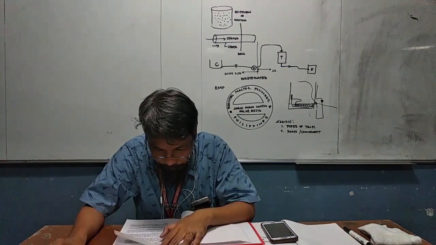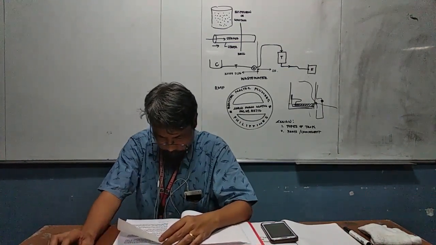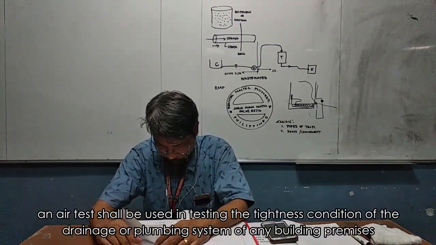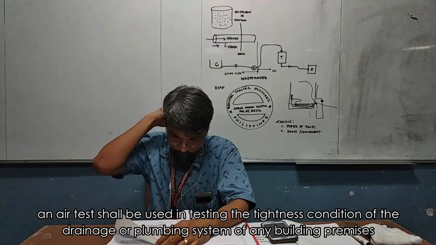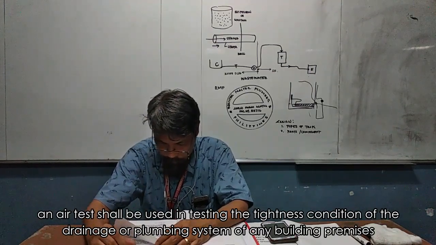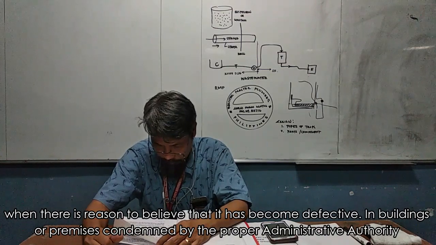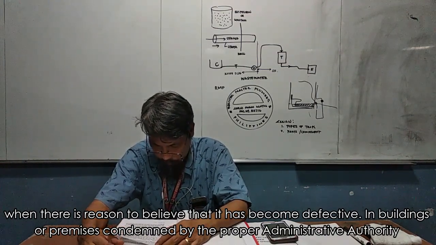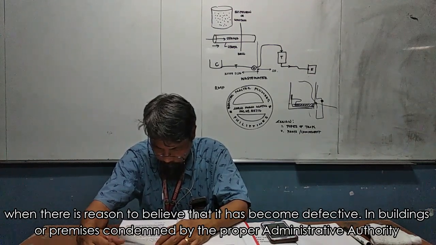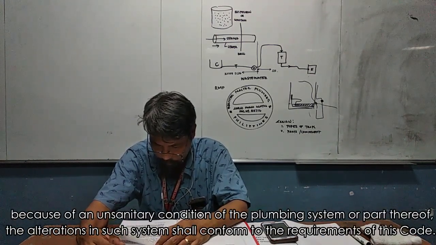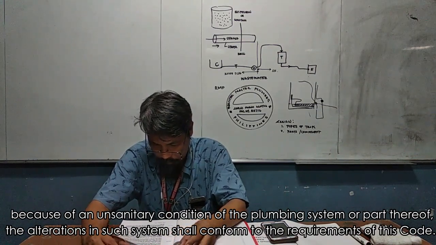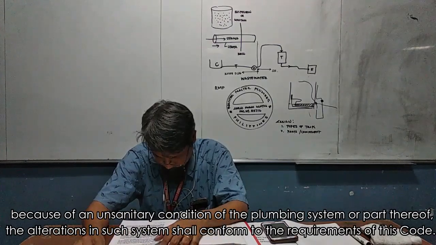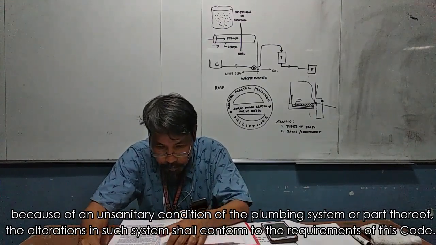Okay. Next. Defective systems. An air test shall be used in testing the tightness condition of the drainage or plumbing system of any building or premises when there is no reason to believe that it has become defective, in buildings or premises condemned by the proper administrative authority because of an unsanitary condition of the plumbing system or part thereof. The alterations of such system shall conform to the requirements of the code.